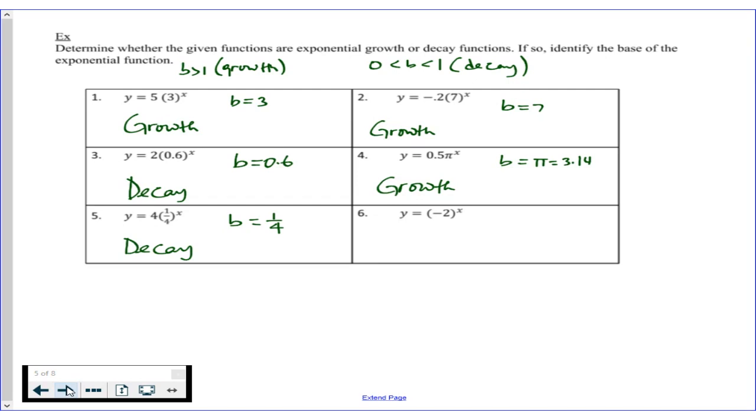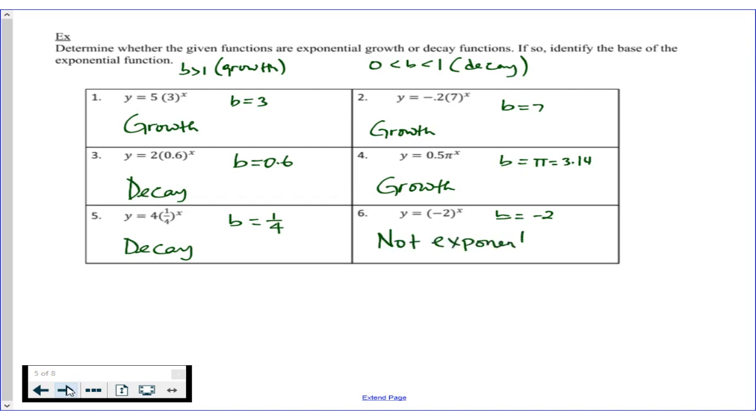You guys think it is a decay function? Okay. So now here's the thing. We said when we defined b, it cannot be negative. So here b is -2. So that's not an exponential function.